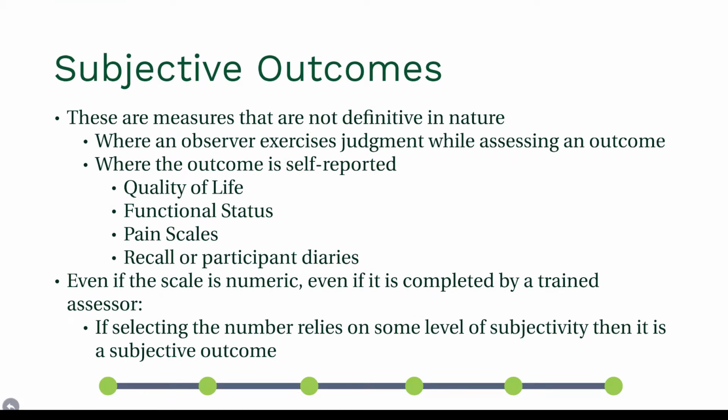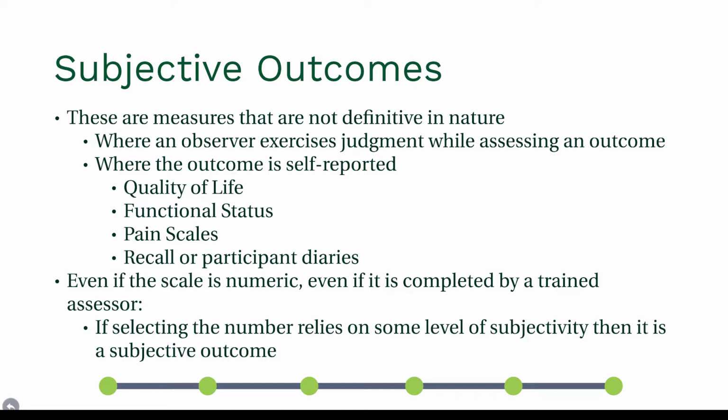So what about subjective outcomes? These are measures that are not definitive or are less definitive in nature compared to clinical outcomes. So where an observer exercises judgment while assessing an outcome, so something like the EDSS for multiple sclerosis, there are 15 pages involved in the EDSS examination, but it can be highly subjective.